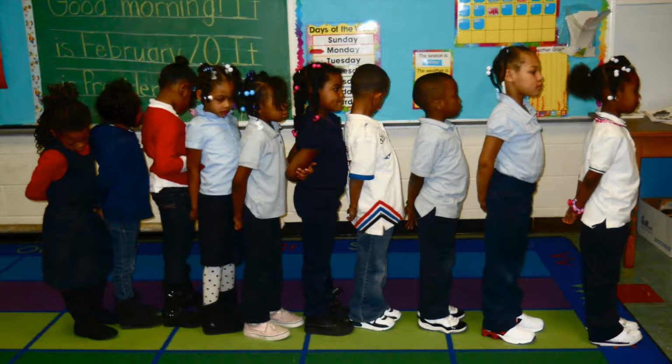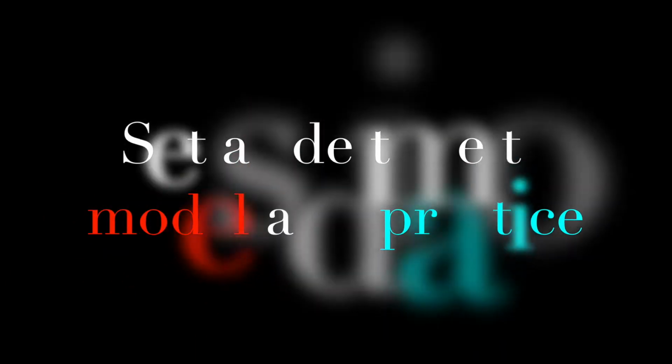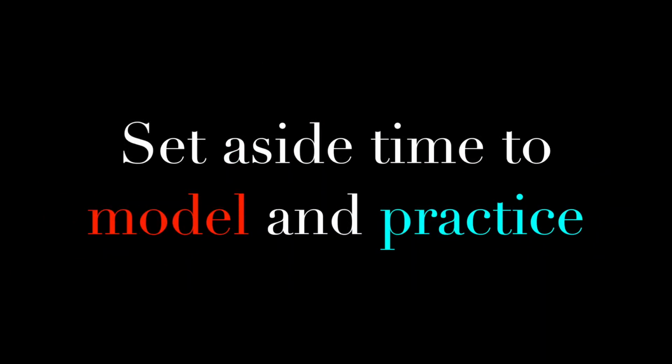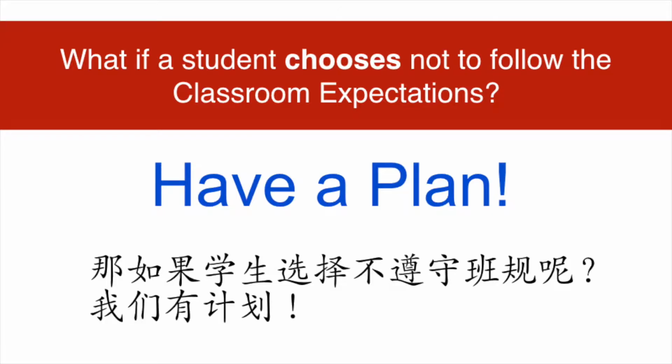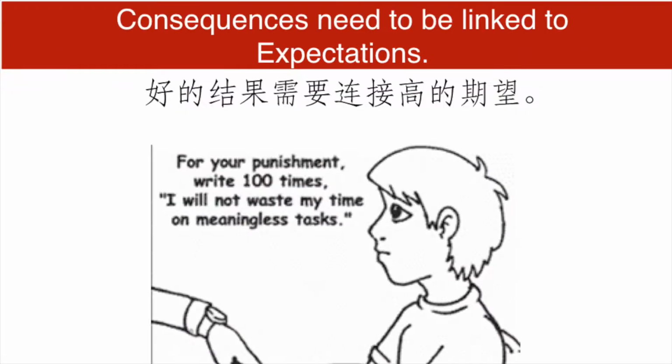Now, once students have practiced following the expectations, it's good to set aside a few minutes each day in the first few weeks to model and practice each expectation. After that, you need a plan. What if a student chooses not to follow the classroom expectation? The consequences you choose, or even better, you and the students decide on, need to be linked to the expectation.